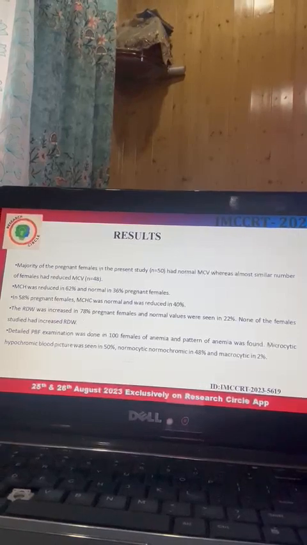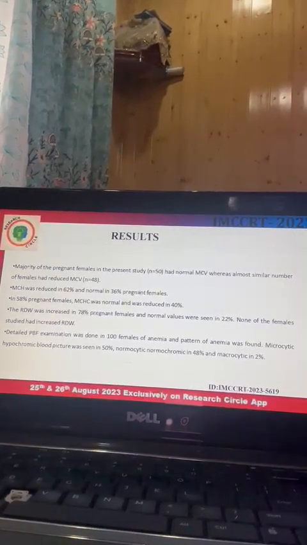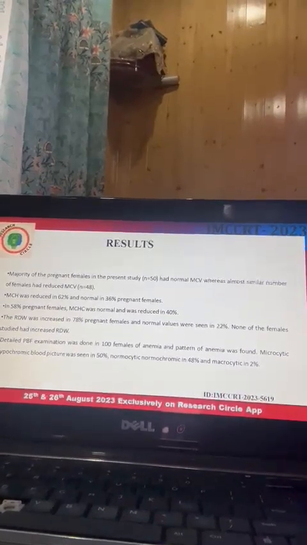Now, results. Majority of the pregnant females in the present study had normal MCV, whereas almost a similar number of females had reduced MCV.